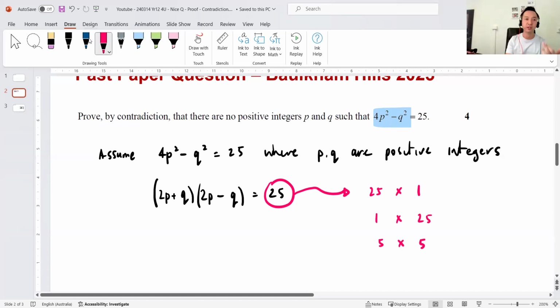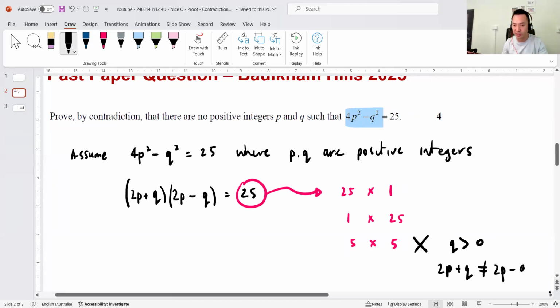Now, first thing, we can rule out this option, the 5 times 5. Why? Because q is a positive integer. It's greater than 0. And therefore, if q is greater than 0, then 2p plus q can never equal 2p minus q. That doesn't make sense because I'm adding a positive number and subtracting a positive number. I can never get the same answer. It's always greater than 0, it can't be 0. So what does that leave us? That it's one of these 2 pairs, that's the correct one.